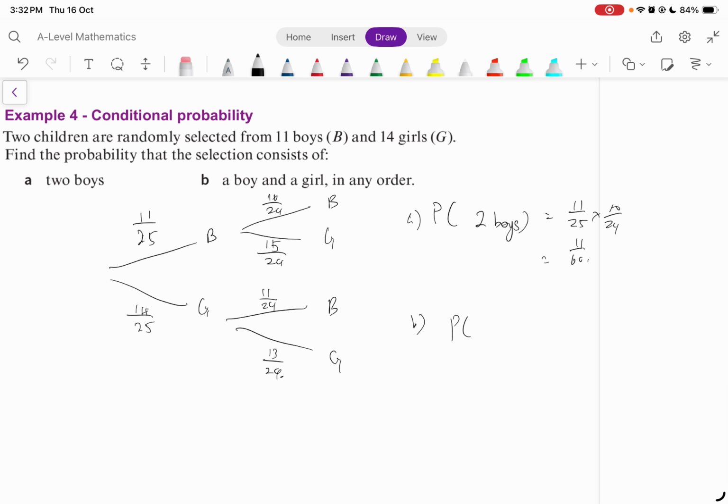如果你有看到 given 或者是 condition 的时候，你在做 conditional probability. And since it's a boy and a girl in any order，那也就是我们的这一条路和这一条路 add up together，所以也就是我们的 11 over 25 times 15 over 24 plus 14 over 25 times 11 over 24, so that will become 77 over 150.